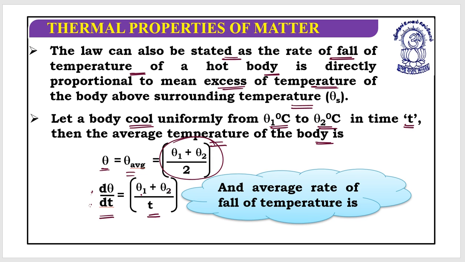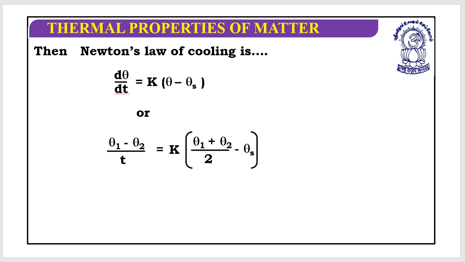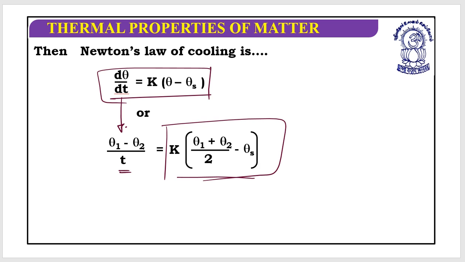According to Newton's law of cooling, the situation was like this: dθ by dt is equal to k into (θ minus θs), and this could be written as (θ1 minus θ2) by t equal to k into ((θ1 plus θ2) by 2 minus θs). Yes, this is an approximation of the relation, but this will help us, and it can be used very easily. I hope this is clear. Is it clear? Are you sure?